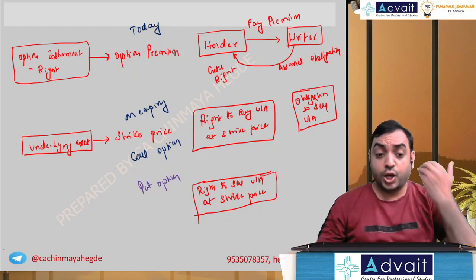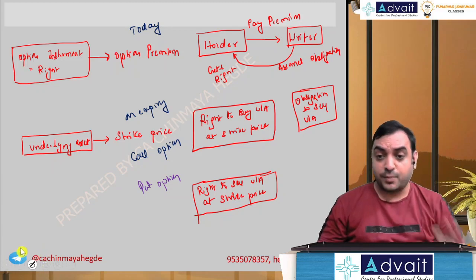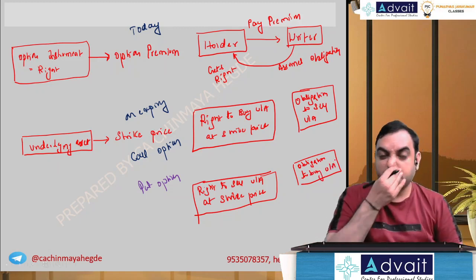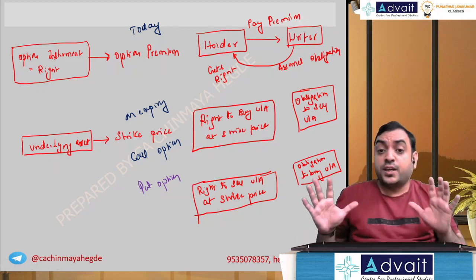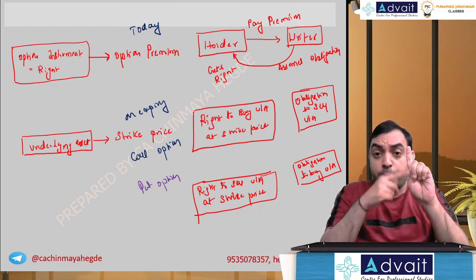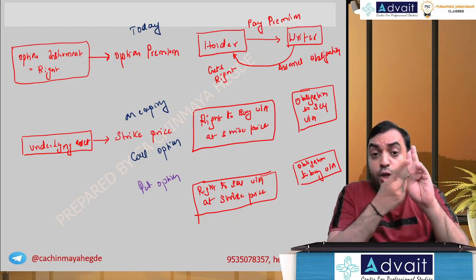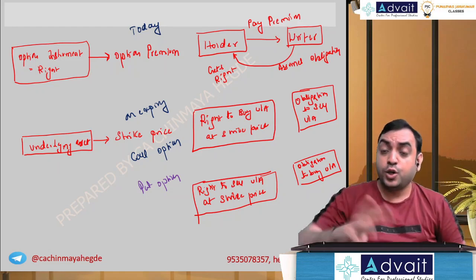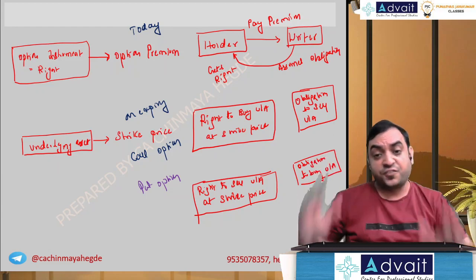Put option holder, you have the right to sell. I'll summarize, don't worry. And if you have the right to sell, the other person will have the obligation to buy the underlying asset. So typically you have to understand there are four legs: call option holder, call option writer, put option holder, put option writer, at different strike prices. Each strike price is a different contract.